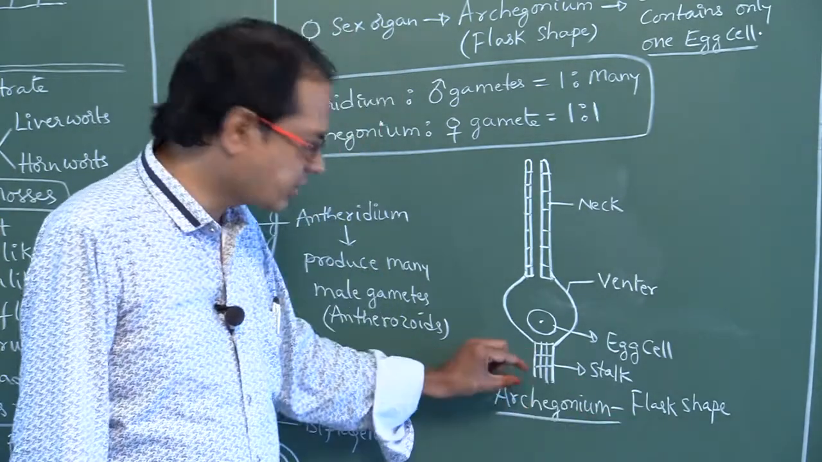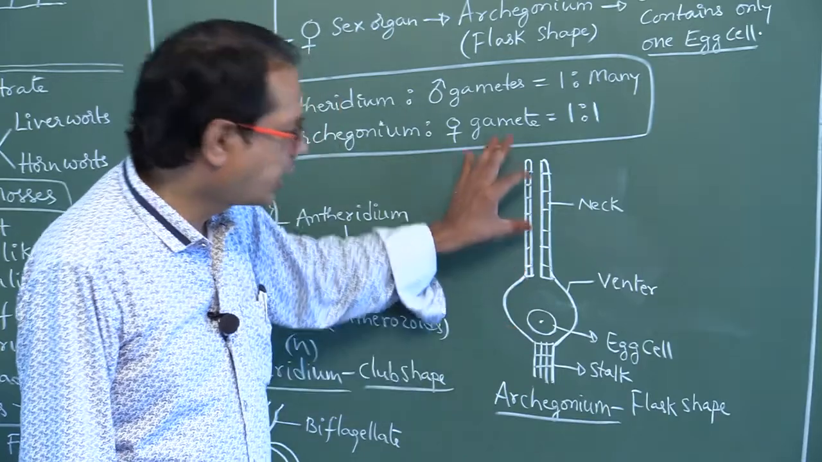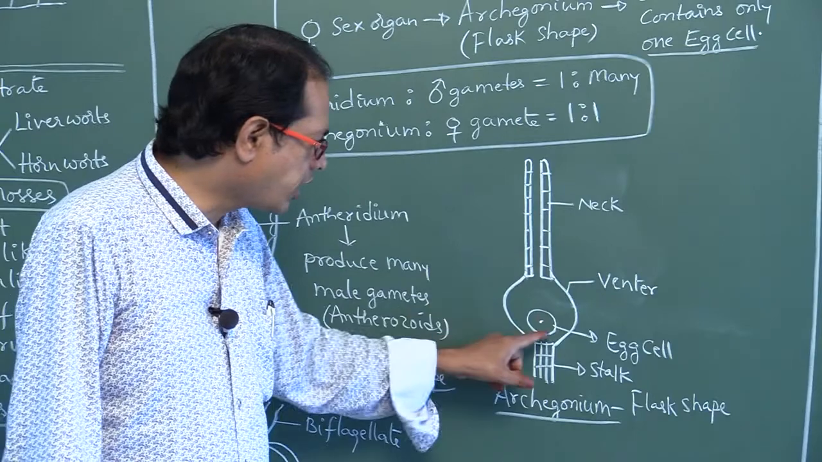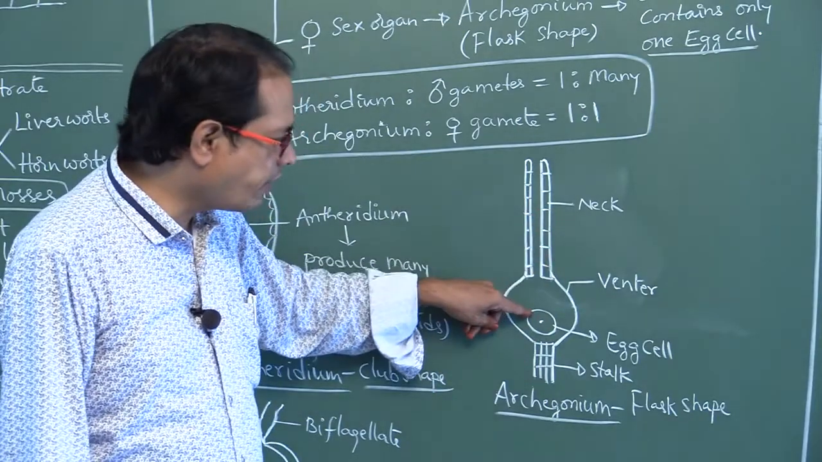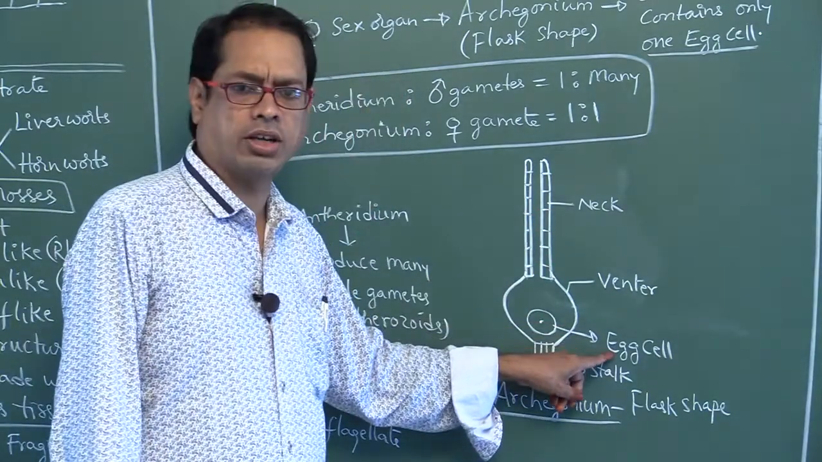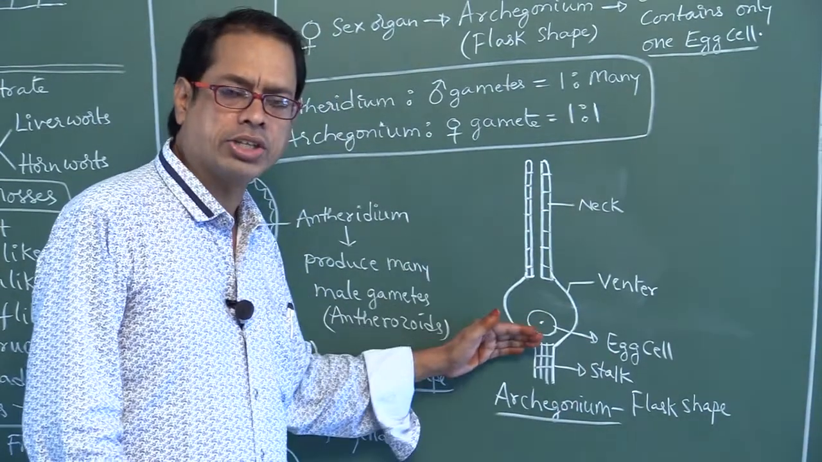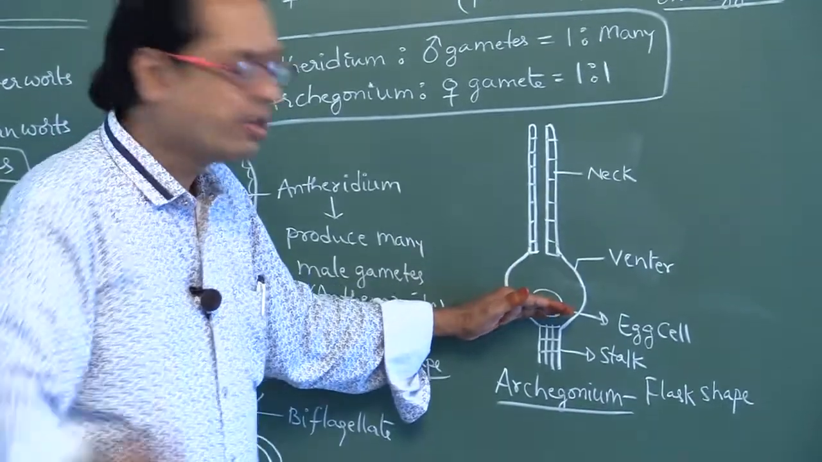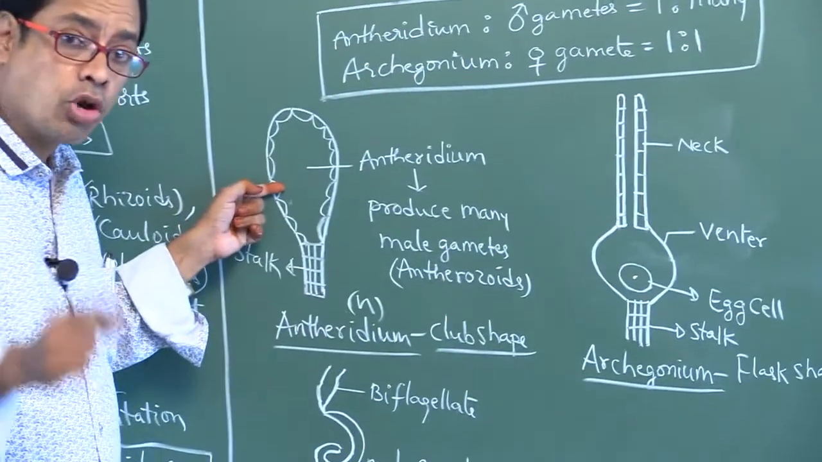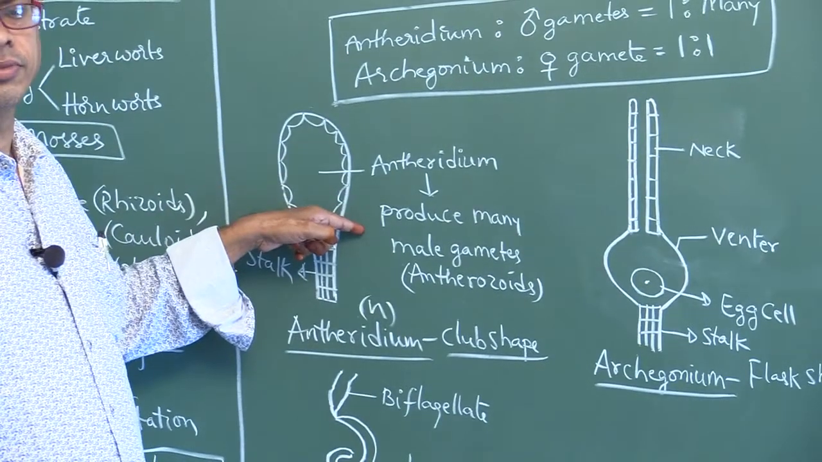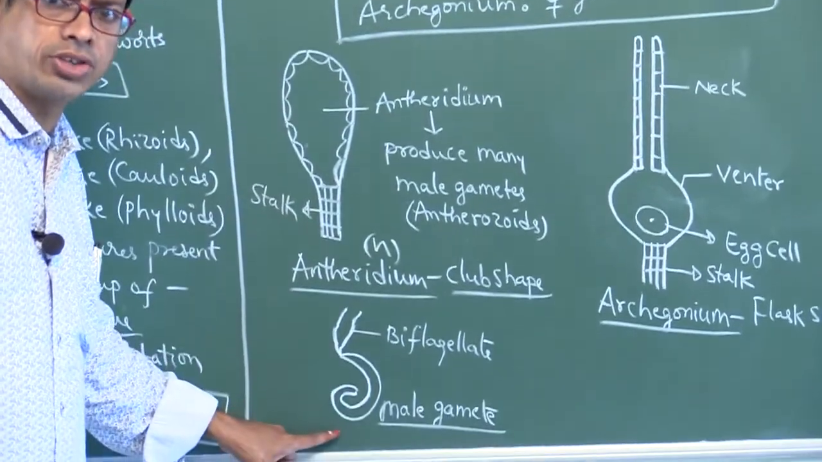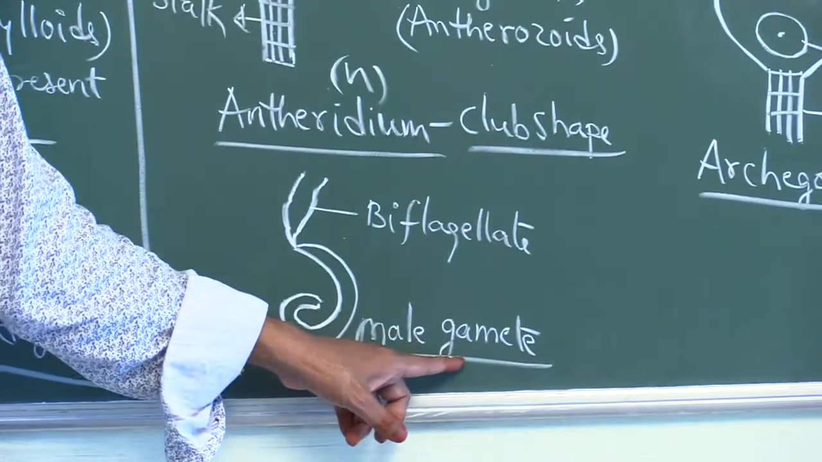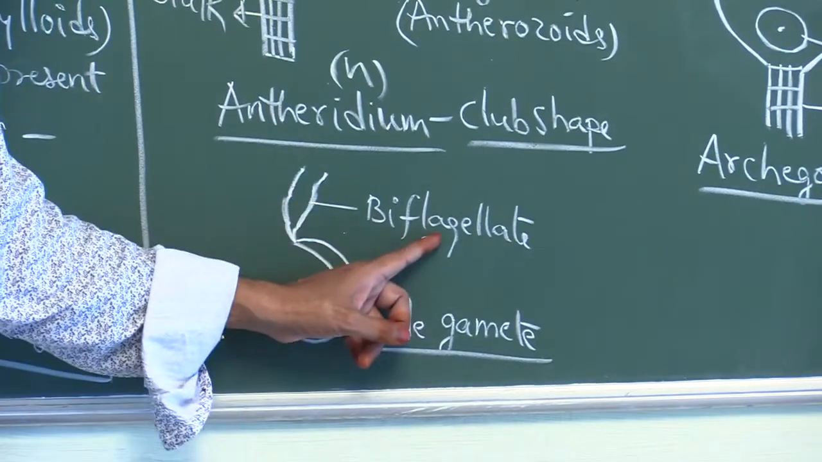So the Archegonium is flask shaped. It contains three parts: stalk, venter and neck. Inside the venter, only one egg cell is present. So how many female gametes does one Archegonium produce? Only one. Whereas one Antheridium produces how many male gametes? Many. This is the male gamete structure, which is biflagellate in Bryophyta.